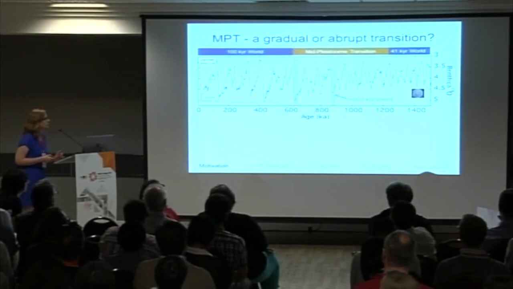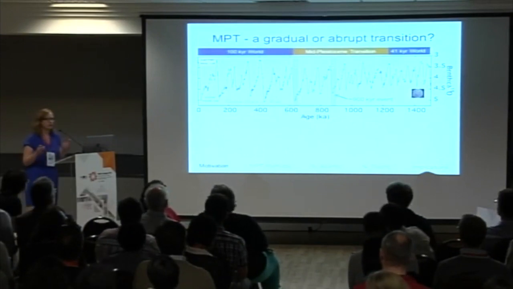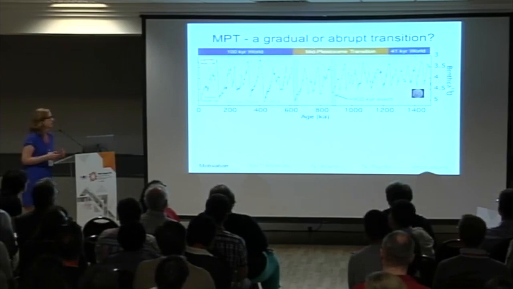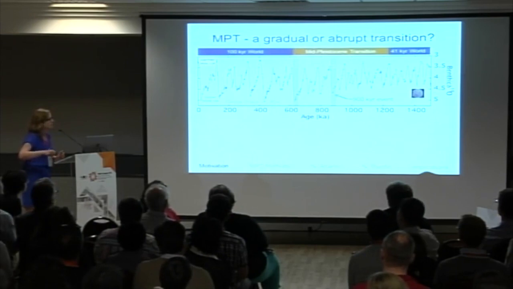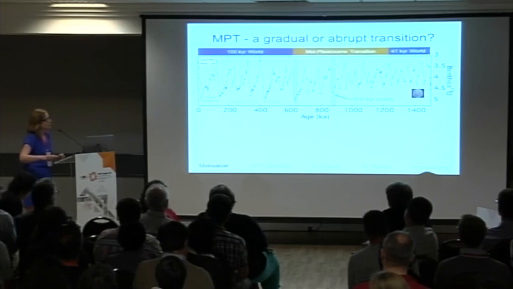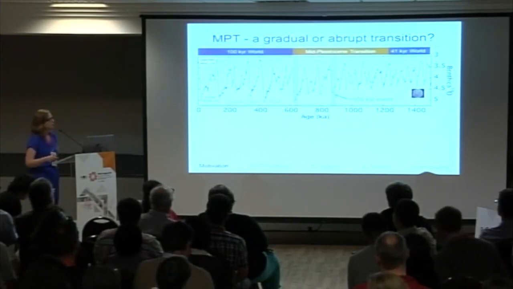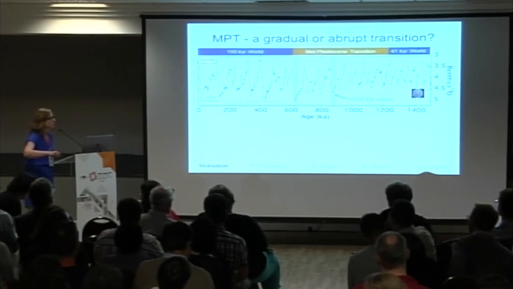Okay, so it's sort of a false controversy, but there are two different interpretations of the mid-Pleistocene transition: that it's gradual, or that it was an abrupt transition. This is time on the horizontal axis. On the vertical axis, you have the benthic oxygen isotope. The simple interpretation of the benthic oxygen isotope record is that you had a gradual increase in ice volume and/or decrease in temperature.